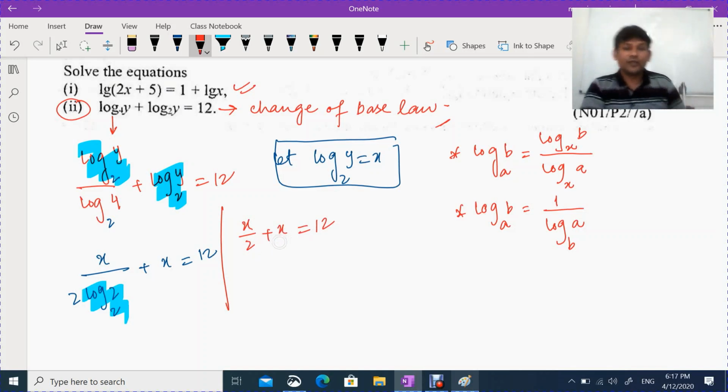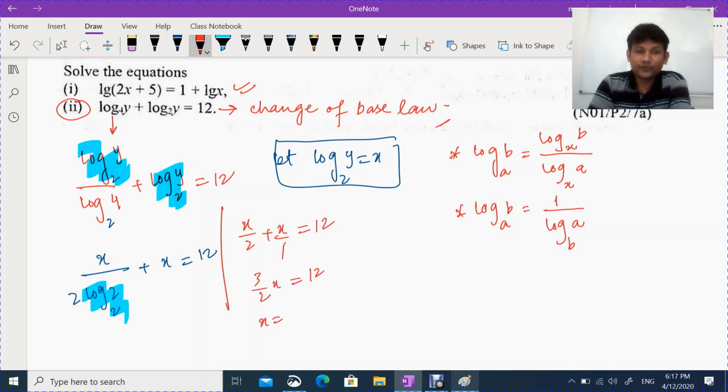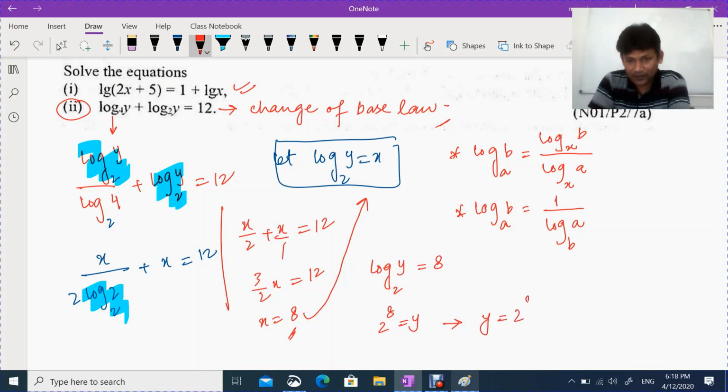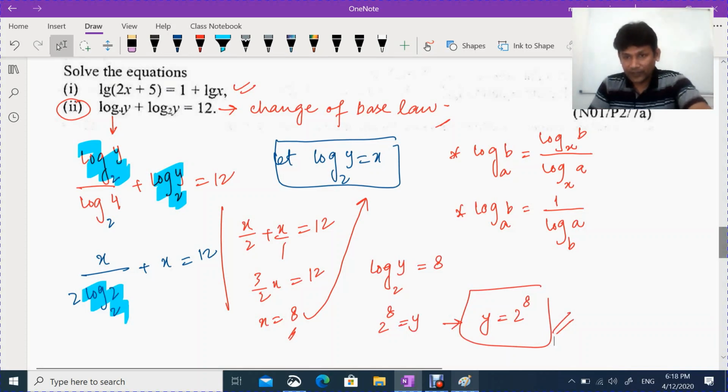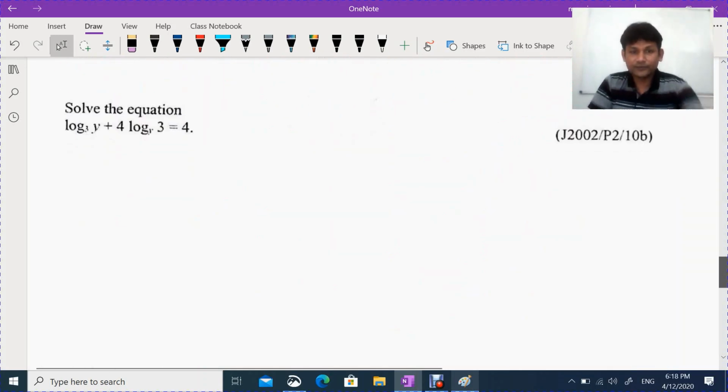Now when you add, 1 plus 2 gives 3 upon 2 x equals 12. So x equals 12 times 2 over 3, which is 8. But this is not the result. I have to apply the supposition and put the value back: log base 2 of y equals 8. Because the question asks for y, 2 power 8 equals y, so y equals 2 power 8. You can even leave it like that, that's up to you. Change of base is a very important part, and I'm moving to the next part.